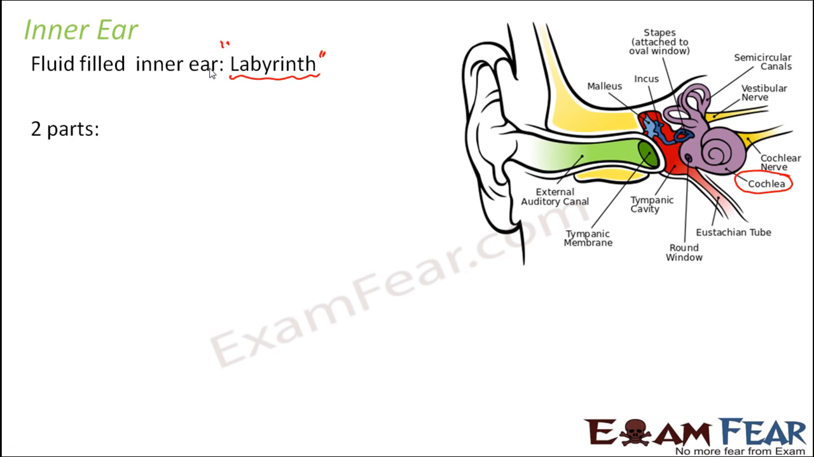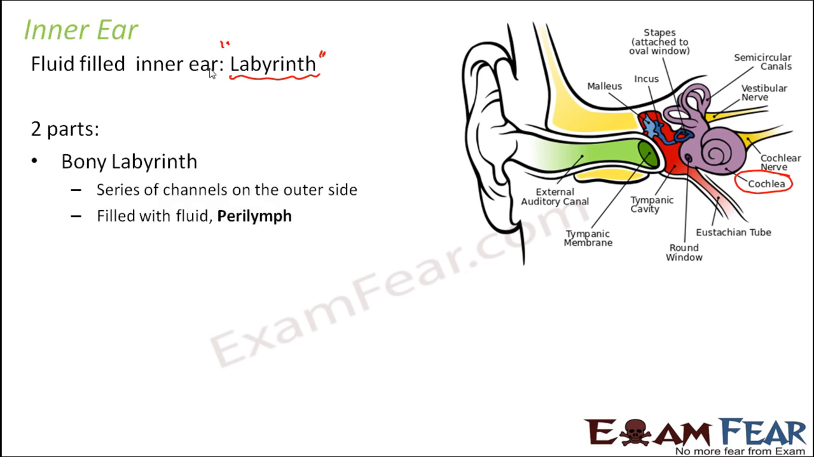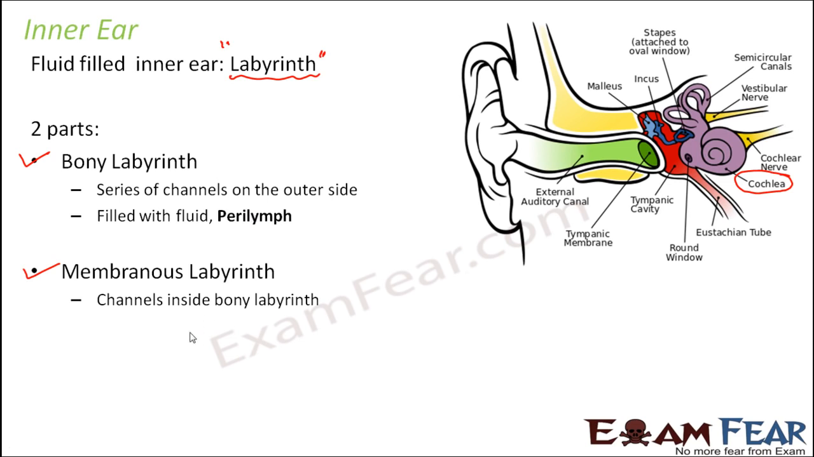Now there are two parts of the labyrinth. So what are the two parts? Bony labyrinth and the membranous labyrinth. So bony labyrinth is a series of channels on the outer side. It is filled with a fluid called perilymph, whereas membranous labyrinth are the channels inside the bony labyrinth.